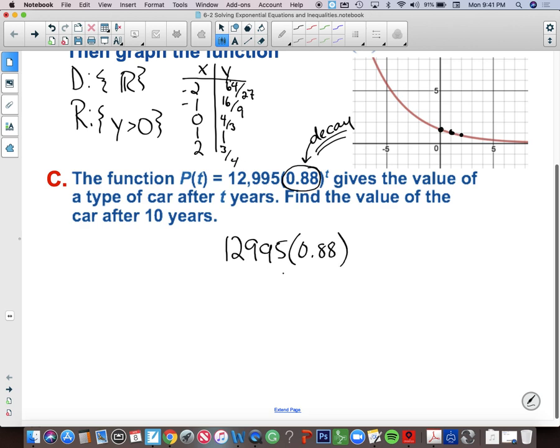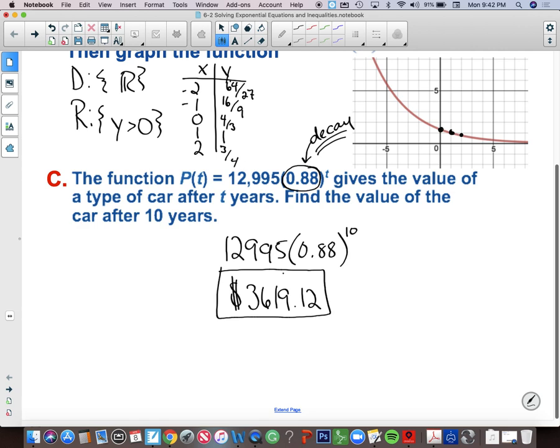0.88 to the t power, where t is going to be 10 here. So you're going to take your calculator and just plug that in. We got 12,995 times 0.88 to the 10th power. And that gives us 3,619.12. So that's a dollar amount, because that is the value of the vehicle.